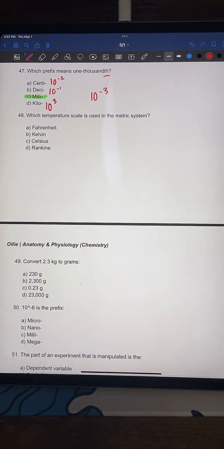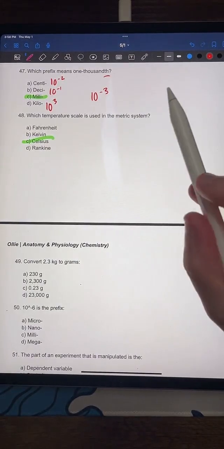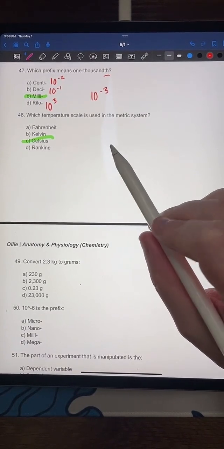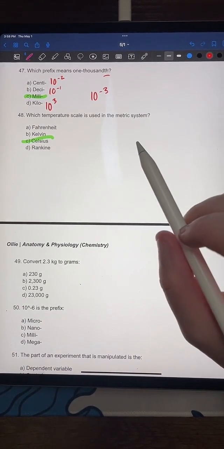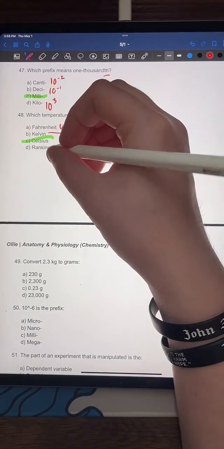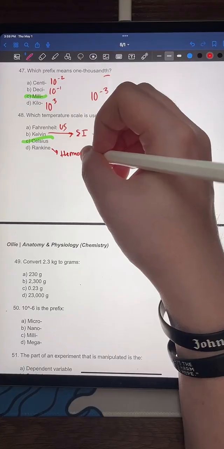48. Which temperature scale is used in the metric system? The answer is C. So the temperature scale that is used in the metric system is Celsius. Celsius is the metric unit commonly used for our everyday temperatures. Fahrenheit is a US unit, Kelvin is an SI unit used in thermodynamics. So this is not one.